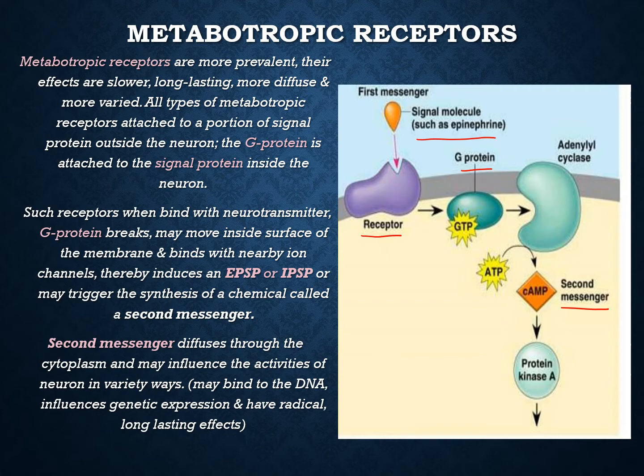This postsynaptic potential is of two types: the excitatory postsynaptic potential and the inhibitory postsynaptic potential. We will discuss what they are later in this presentation. Or the G protein may trigger the synthesis of a chemical called a second messenger. The second messenger diffuses through the cytoplasm and may influence the activities of the neuron in a variety of ways. It may bind to the DNA, influence gene expression, and have radical, long-lasting effects.